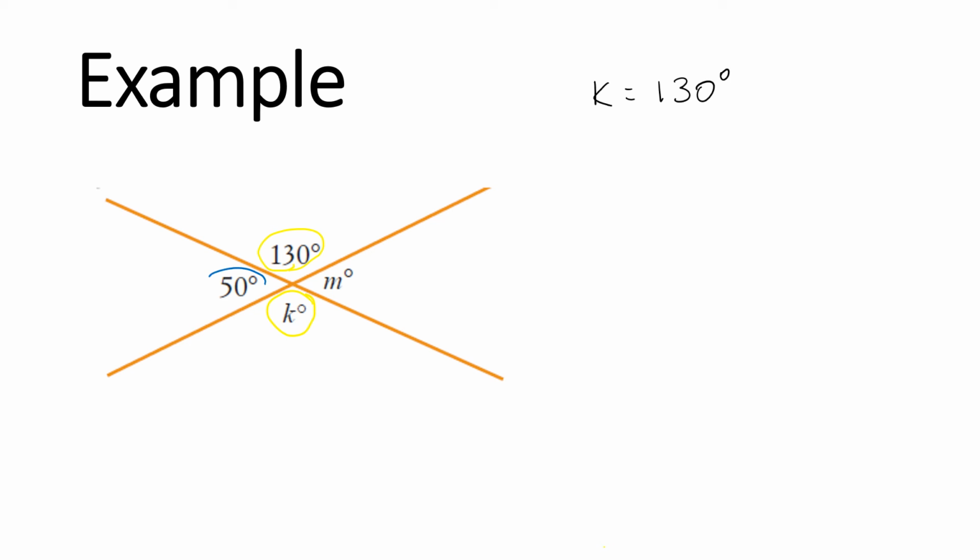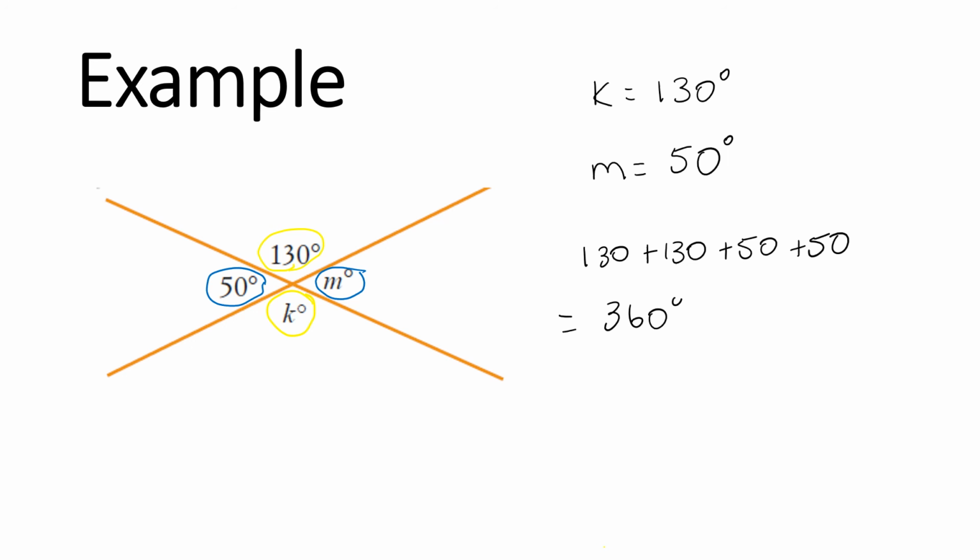Then we have 50 degrees, which is vertically opposite M. So we can say M equals 50 degrees. If we added these up, we would see that it added up to 360 degrees because they all meet at a point. So we would have 130 plus 130 plus 50 plus 50, which equals 360 degrees.